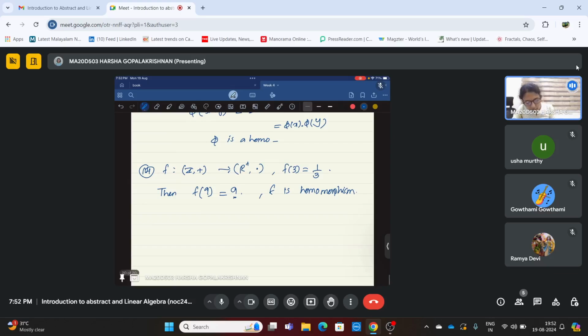What is f of 9? What we have is only f of 3. Value of f of 3 only we have. So we need to write 9 in terms of 3.